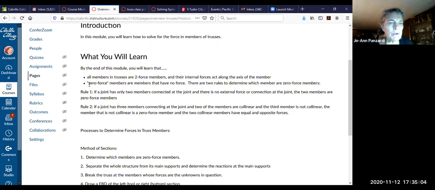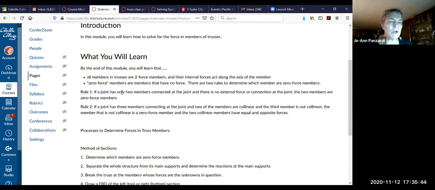Okay, then we also learned on Tuesday that there's something called 0-force members. 0-force members are members that have no force. And there were 2 rules to determine which members are 0-force members. Rule 2 we looked at first. In both rules, you look at a joint and you look at how many members are coming together. For rule 2, if a joint has 3 members connecting at the joint and 2 of the members are collinear and the third one is not collinear, the member that is not collinear is 0, and the 2 collinear members have equal and opposite forces.